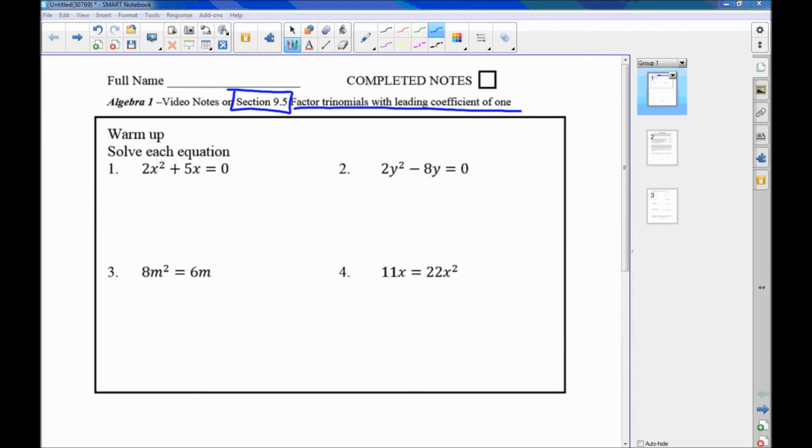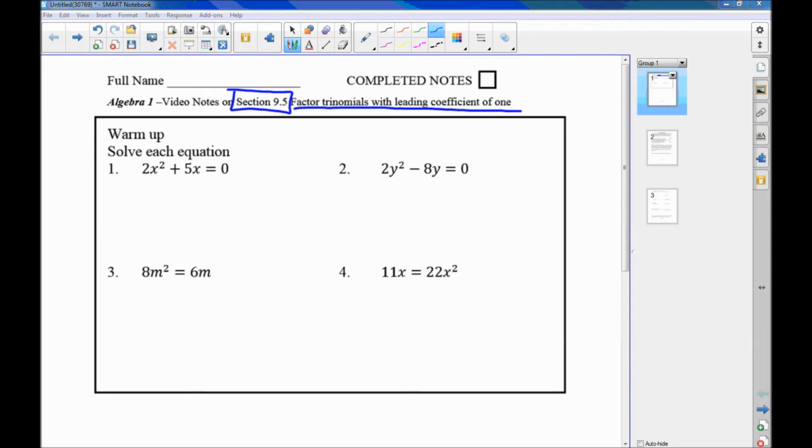And we haven't said this in a while, so if you haven't done your warm-up yet, please pause the video, do the warm-up, and then come back and check. You're not doing yourself any favors by just copying down the answers. Your test is coming up soon, and you want to make sure that you can do these problems.